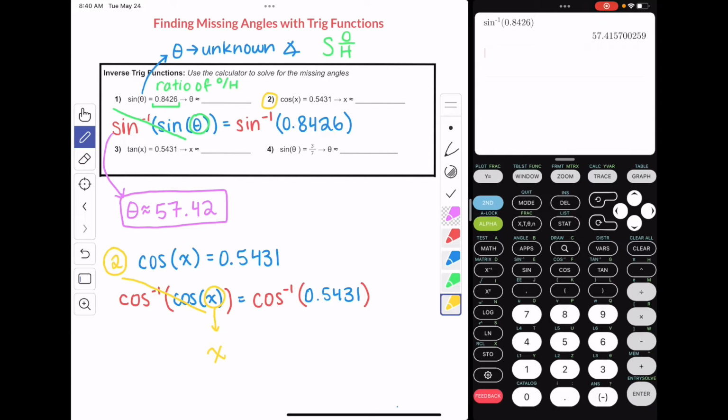And then on the right-hand side, I have the inverse cosine of 0.5431. So that's what I'm going to put into my calculator. Inverse cosine 0.5431. And you can round out your answer. It's approximately 57.1 degrees.